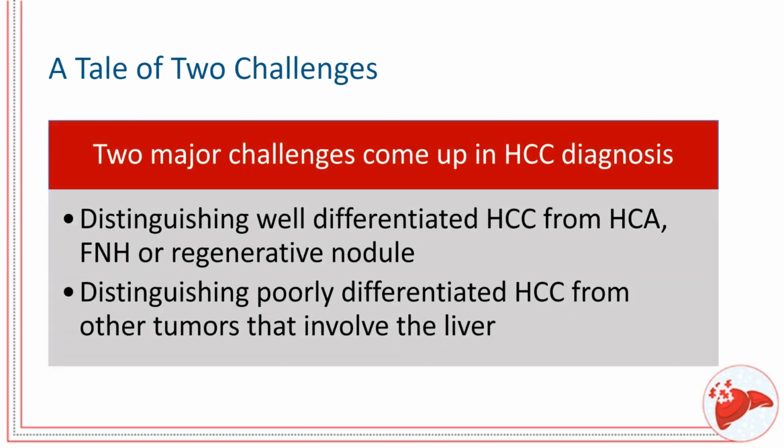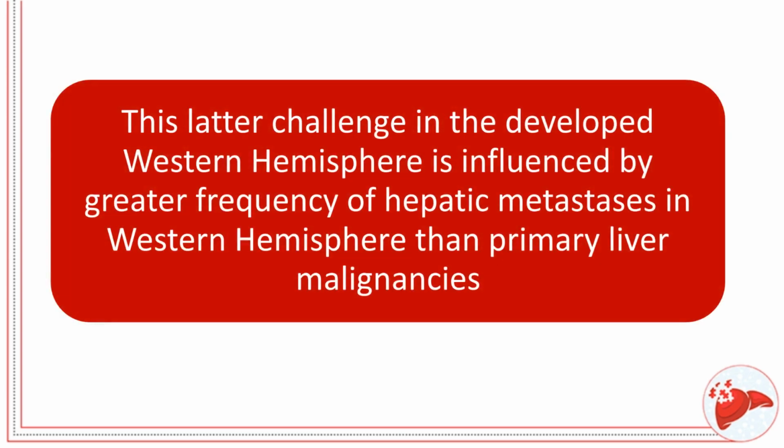So the diagnosis of HCC, or poorly differentiated HCC, is really an interesting challenge. When you consider HCC diagnosis in general, it's really a tale of two challenges. The two major challenges are distinguishing well-differentiated HCC from its mimics, and distinguishing poorly differentiated HCC from other tumors that involve the liver. This latter challenge in the developed Western hemisphere is influenced by the fact that there's a greater frequency of liver metastases, or metastatic disease, than there are primary liver malignancies in the West.